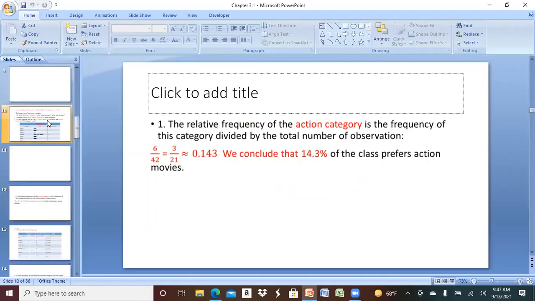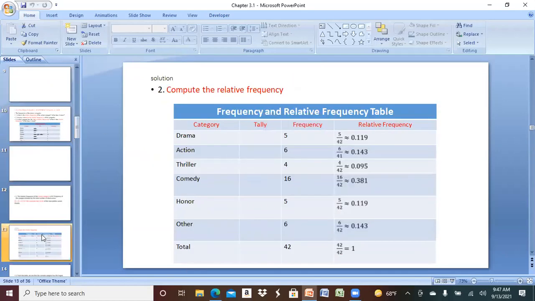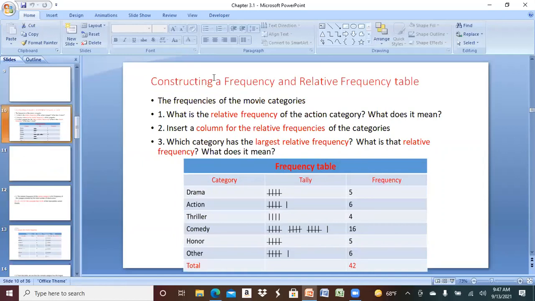And in this one, you find the relative frequency of the Romance. How do you find the relative frequency of the Romance? What does it mean? For Romance we have 5, right? And in total we have 42. So to find the relative frequency, you have 5 divided by 42. You will get the number.